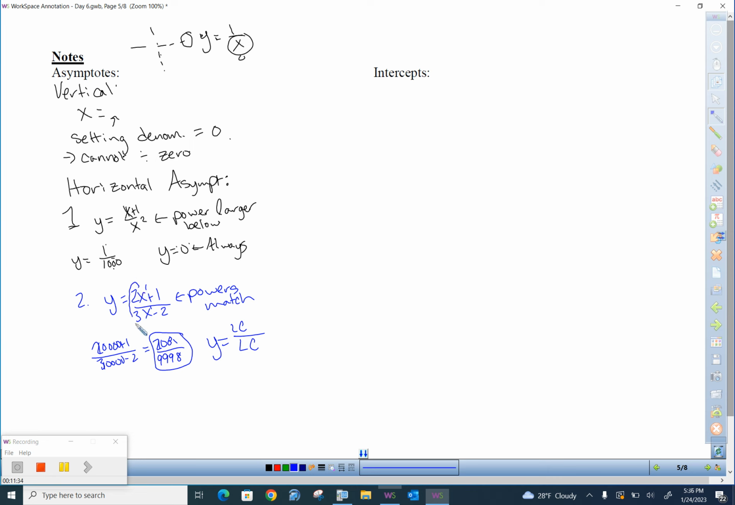So I want you to just circle the numbers in front. And if you still have the ones, that's great. Put a little 1 in there and just circle them in front because that's where the horizontal asymptote is going to show up every single time.